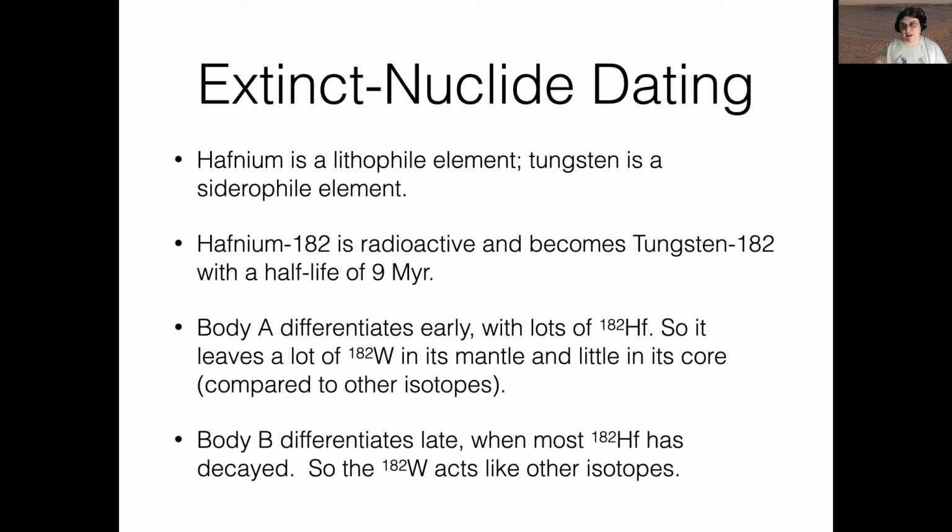And if the body is solidified and no longer forming its core, the tungsten is going to stay in the upper layer, stay in the crust and mantle. So it's going to be enriched in tungsten-182 compared to other isotopes of tungsten. Now, if we form the core later, most of the hafnium-182 has decayed, so it's going to just act like the rest of the tungsten and just go to the core. So the tungsten will be less enriched in tungsten-182.